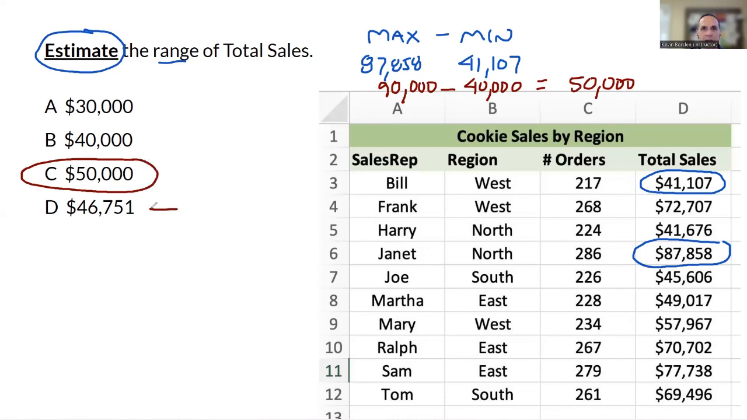Now, this answer, I believe, is the exact difference between the two, but it's not an estimate. That's an exact answer. So be a little bit careful about that. When it says estimate, look for rounded numbers to be the solution.